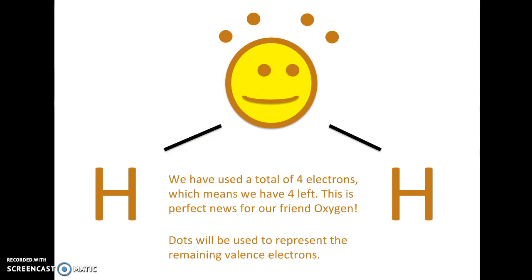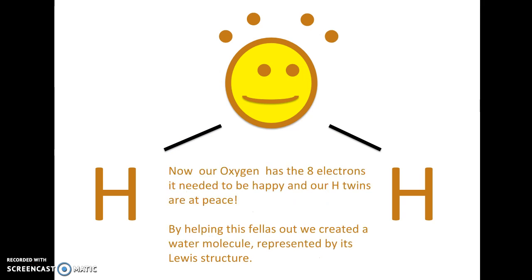Dots will be used to represent the remaining valence electrons. Now, our oxygen has 8 electrons needed to be happy, and our hydrogen twins are at peace. And we have created a Lewis structure for a H2O molecule.